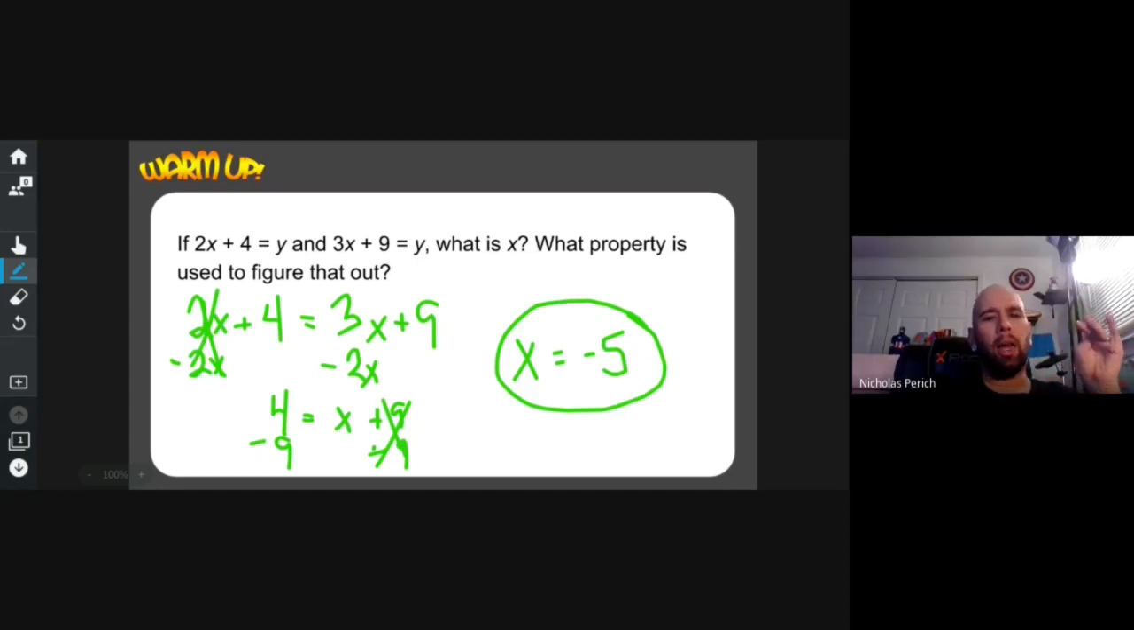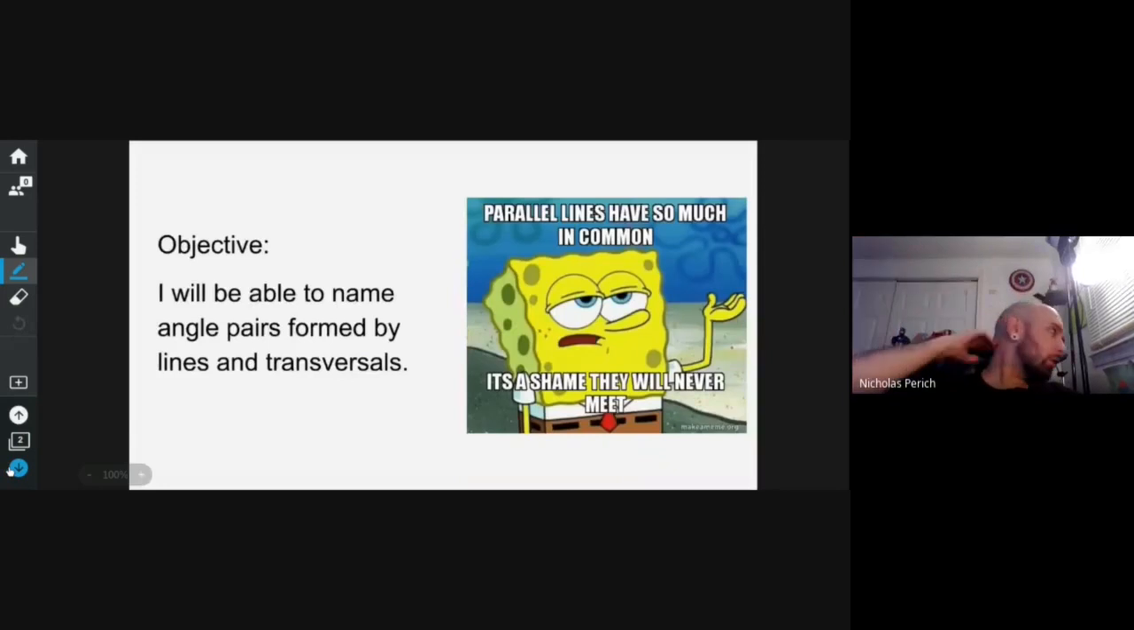All right. Now, what are we doing today? We are continuing chapter 2. And we're going to talk about parallel lines, lines that never intersect. Now, here's SpongeBob, and SpongeBob is saying parallel lines have so much in common, it's a shame they will never meet. Now, that's funny, because parallel lines are two lines that will never intersect.